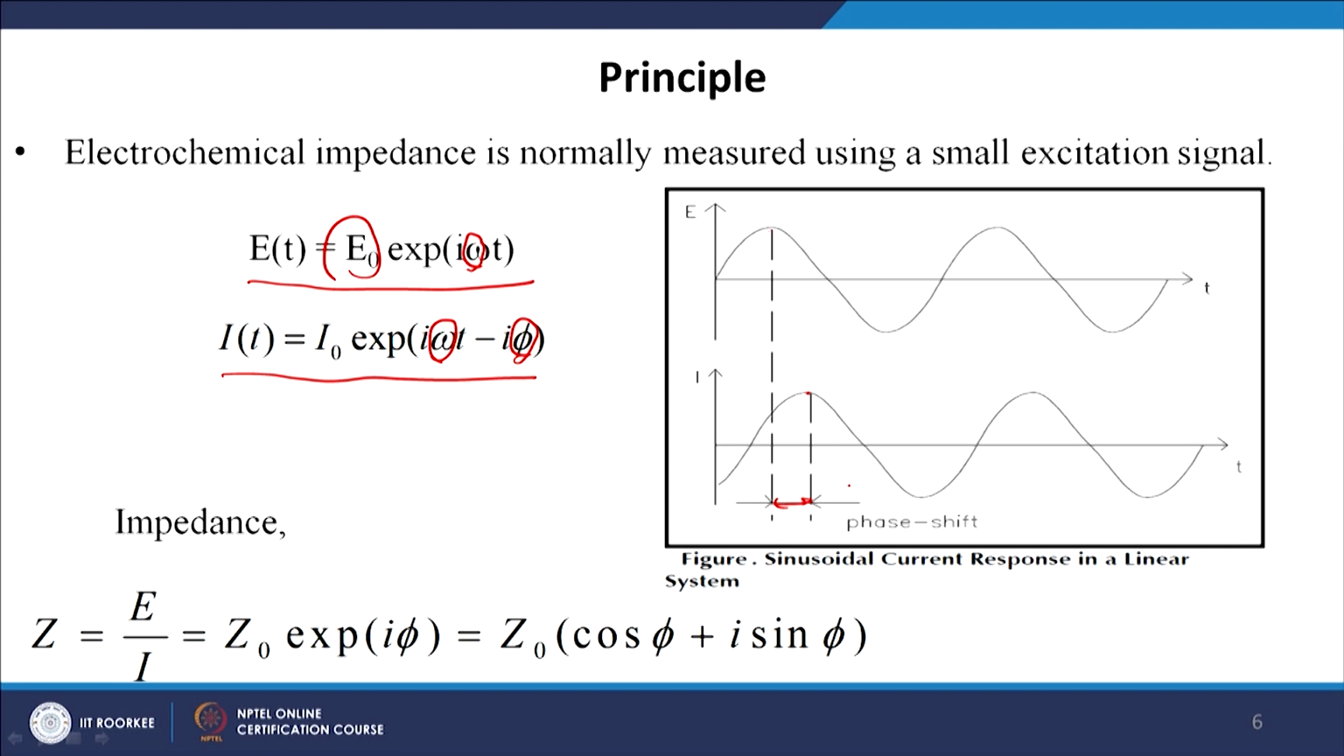So, what will be the impedance? By definition, impedance is E by I. We can write impedance as Z0 exp(i phi), that is the amplitude and the phase part. That is basically the ratio of E(t) by I(t), so E0 exp(i omega t) divided by I0 exp(i omega t - i phi), and Z0 exp(i phi) you can write as Z0 (cos phi + i sin phi), because e to the power i phi we can write as cos phi plus i sin phi. So, there is a real part and then there is an imaginary part.